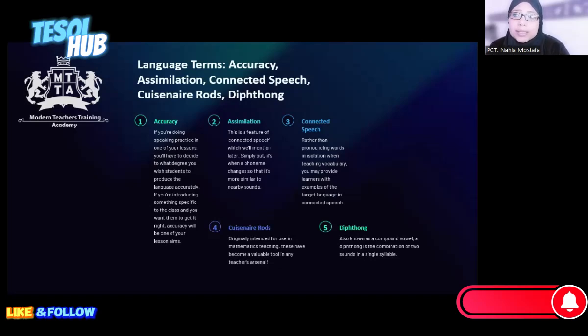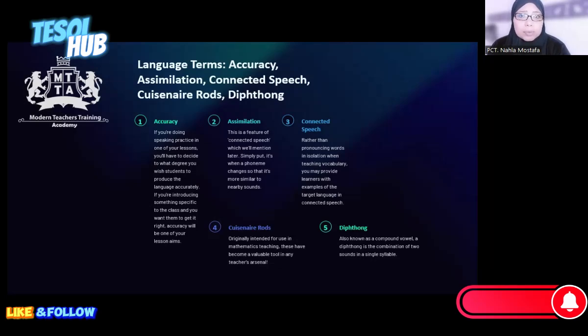The second thing is assimilation, and assimilation is a feature of connected speech that we use whenever we have a phoneme change so that we have similar nearby sounds. So we call it assimilation. The third thing is connected speech.